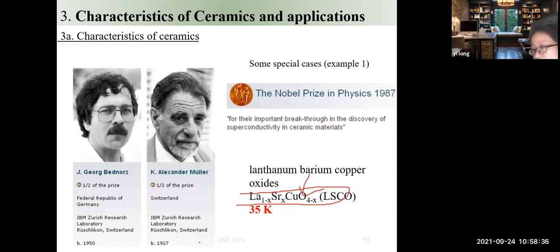So this ceramic is very special. When the temperature is lower than 35 K, it becomes a superconductor, which means there's no resistance at all. This led to the Nobel Prize in Physics in 1987, for their important breakthrough in the discovery of superconductivity in ceramics. Special, right? As I said, if anything is very special and unique, you're going to win a Nobel Prize.